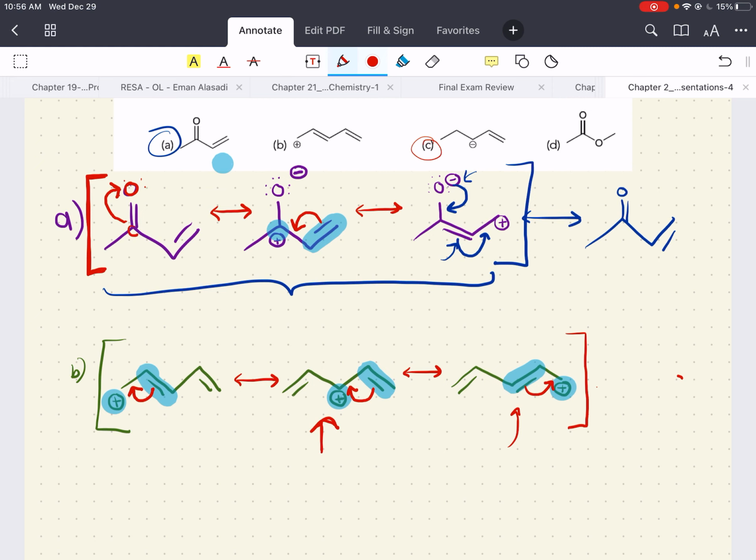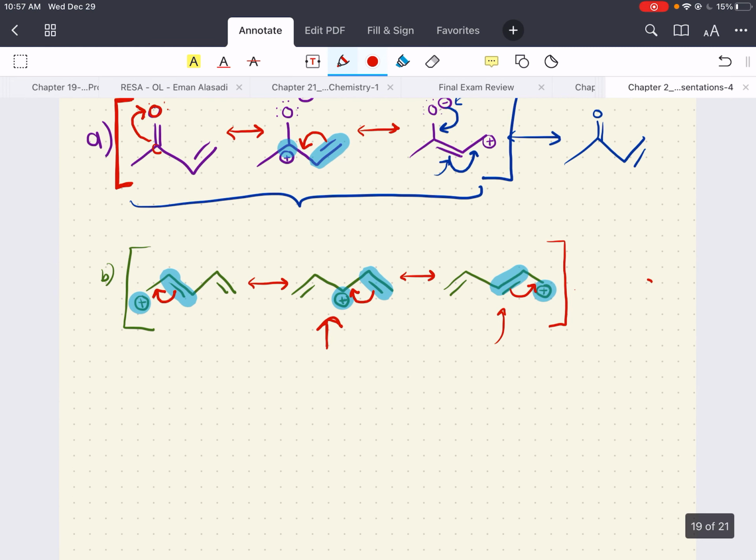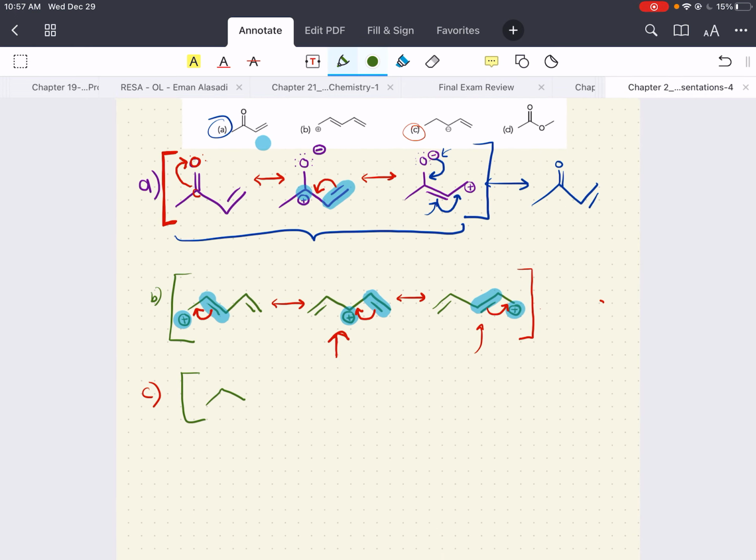All right, this will be the last one we do, and I'll leave D for you to try, and I'll post the solutions for it. All right, so let's go ahead and draw out C. C looks like, oops, actually, what does C look like? Alrighty, here is C.